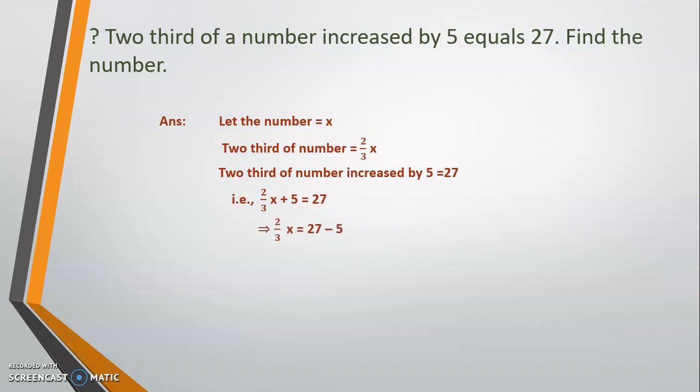And if we take the constants to the RHS side, we get 2 by 3x equals 27 minus 5. And that is 22. If we simplify it, we get 2x equals 22 into 3. 22 into 3 is 66. 2x equals 66. Then x equals 66 by 2, which is equal to 33.